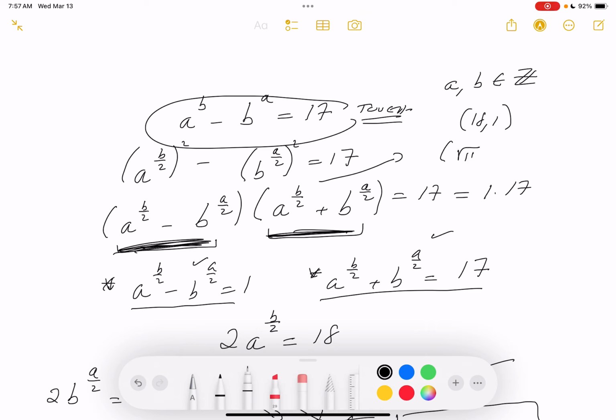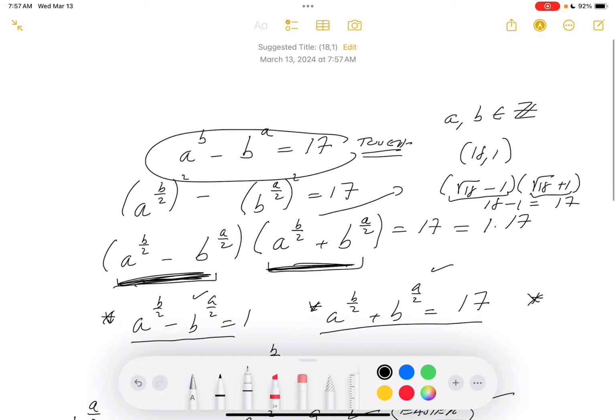The root of 18. Again, A is 18, the B is 1, the square root. Then when you have your minus, well, the B is 1. 1 to any power is going to be 1. And what do you have over here? Root 18 plus 1. And what do you get over here? You multiply this together, you get 18 minus 1, and that does equal 17. What are these things over here? They're not integers. What's my assumption over here? That these things were integers, all right? I can't make that assumption, by the way. This would make the problem so difficult for me.